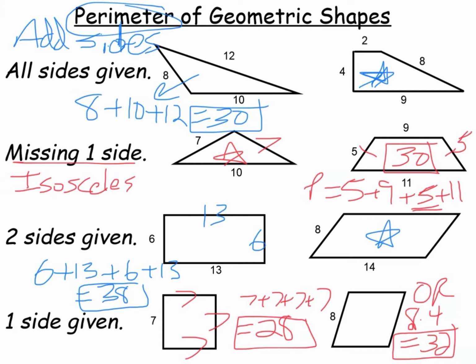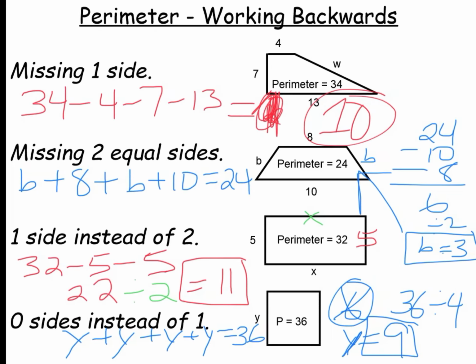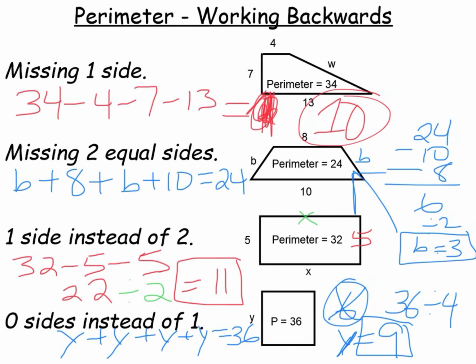Some of them might be the same, like in a square and rhombus at the bottom. Like on the square, all the sides are 7. Add up 7 4 times. On the rectangle with 6 and 13, 6 plus 13 plus another 6 plus another 13. As long as you add up the right amount of numbers, you're in good shape. Just make sure you add up the same amount of numbers as the number of sides. And then working backwards, start from the perimeter number and subtract away. If there's 2 missing sides, divide by 2. If there's 4 missing sides, divide by 4.